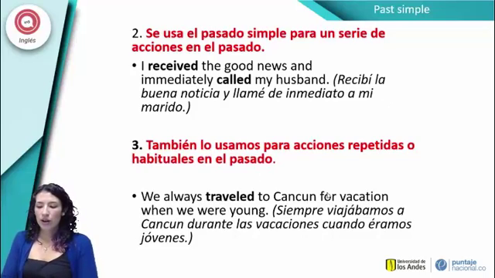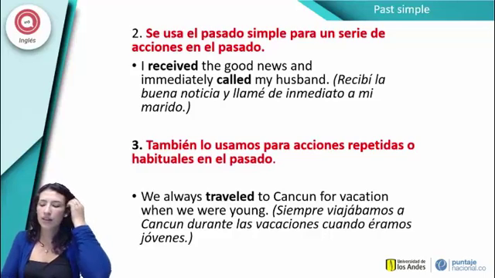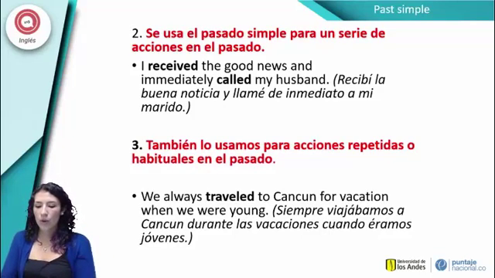Then we use it also for repetitive or habitual actions in the past. So something that is a habit. We always traveled to Cancún for vacations when we were young. Okay? We always traveled to Cancún for vacations when we were young.